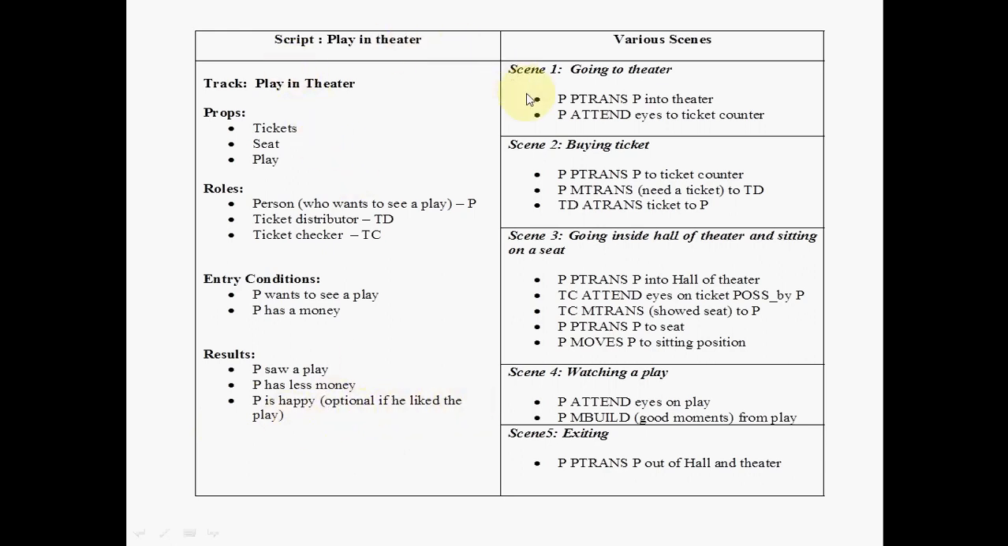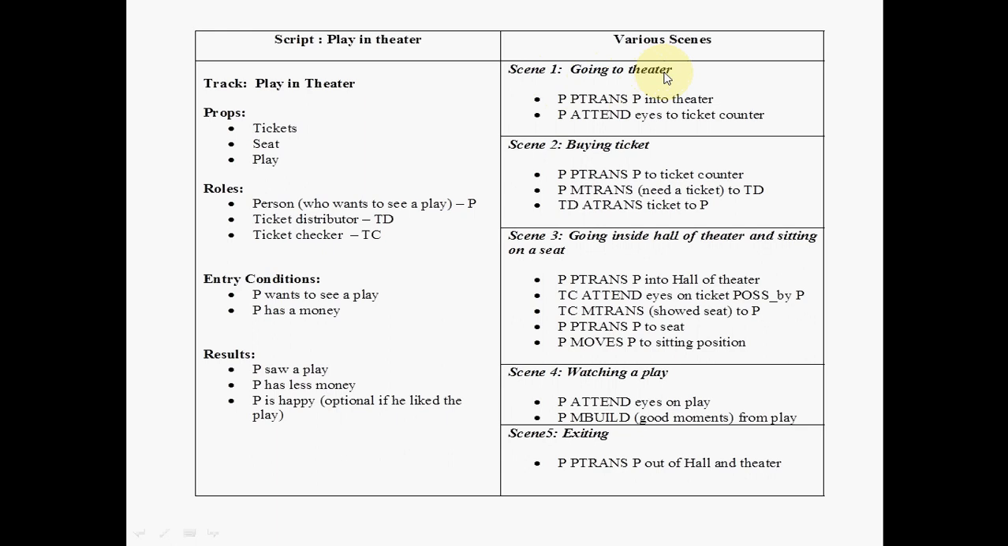So on the left hand side pane of the script, you are going to write the track, props, roles, entry conditions, and the result. Now using this, you are going to design the different scenes. You can be creative enough to design the scene. Now the first scene, going to the theater.